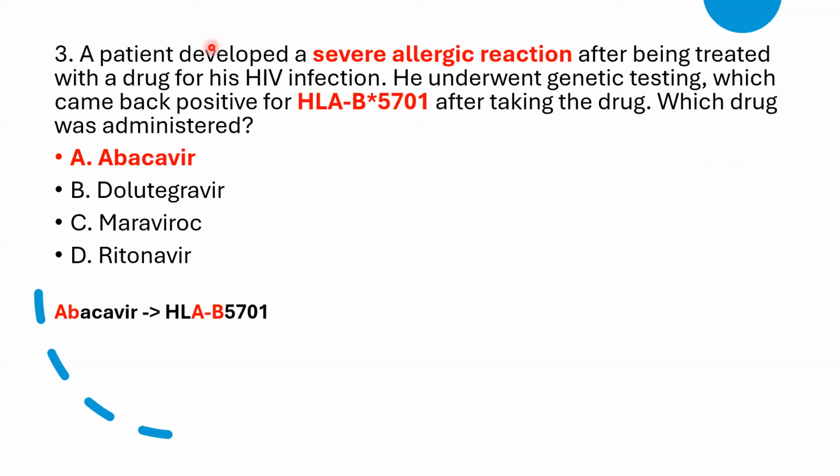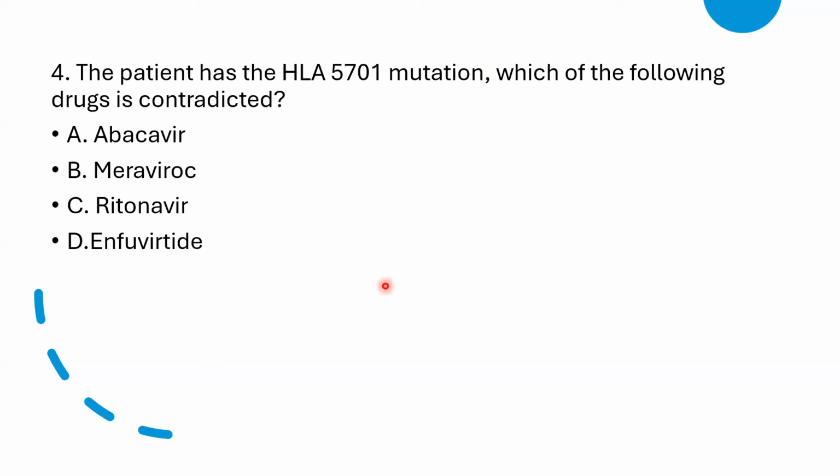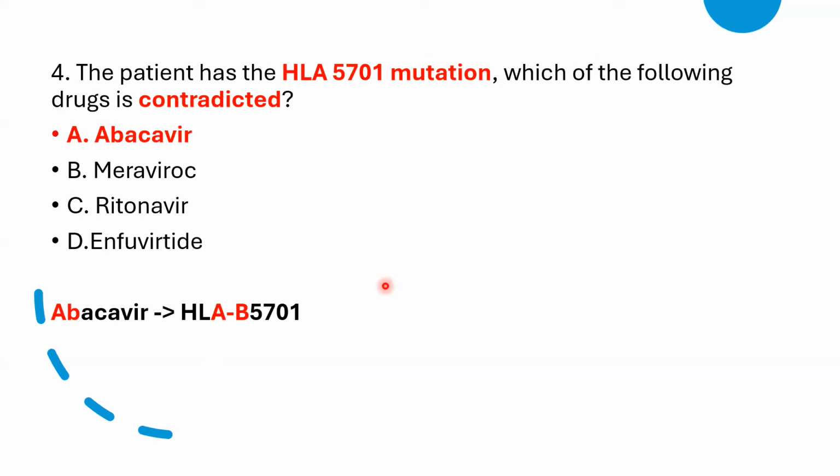This is very easy. They're telling us a patient developed a severe allergic reaction and he was positive for this gene. So what drug was he most likely taking? Abacavir, AB for HLA-B, okay? Same thing. It's just a different way this question can be asked.